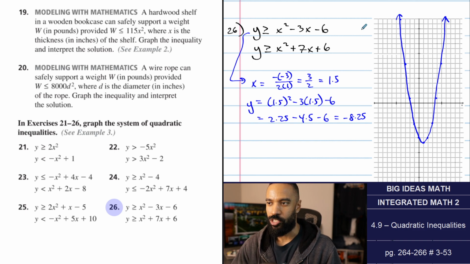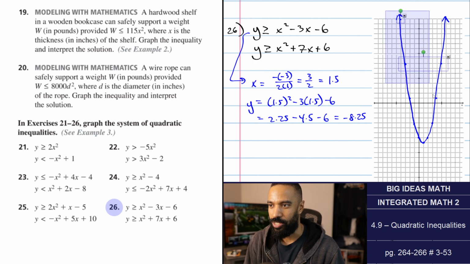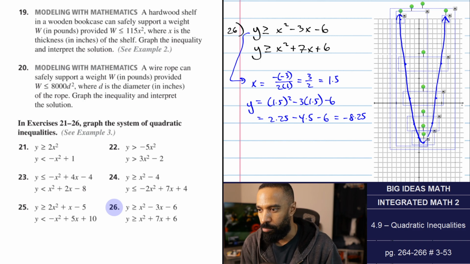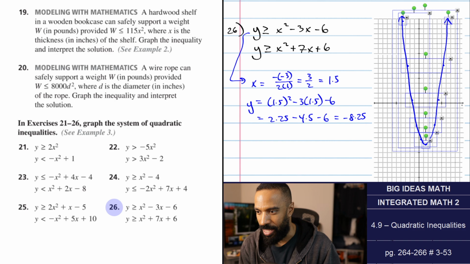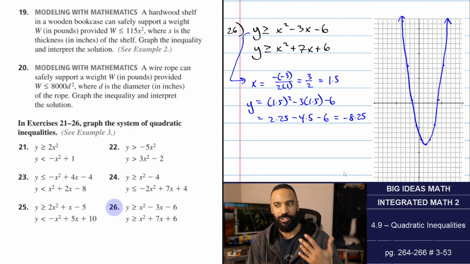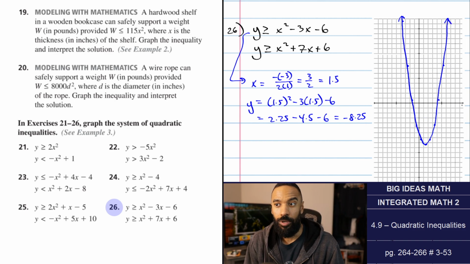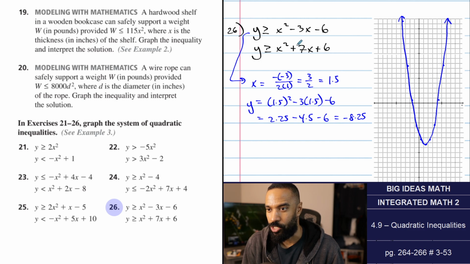Now, this isn't in the right spot, right? This actually needs to be at 1.5, not 1. So like that, and negative 8.25, maybe negative 8.25 like that. So that's where they actually have to go. Now, the shading would be above. We'll wait on this next one and see what's going on.